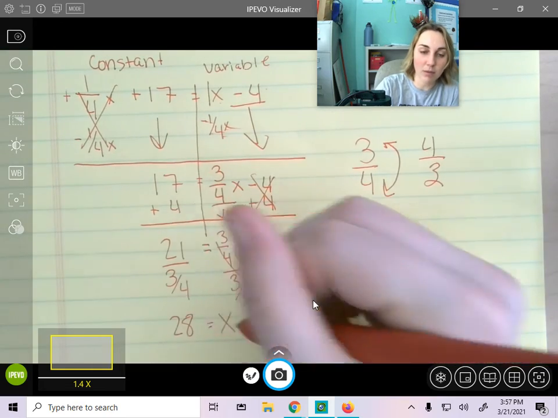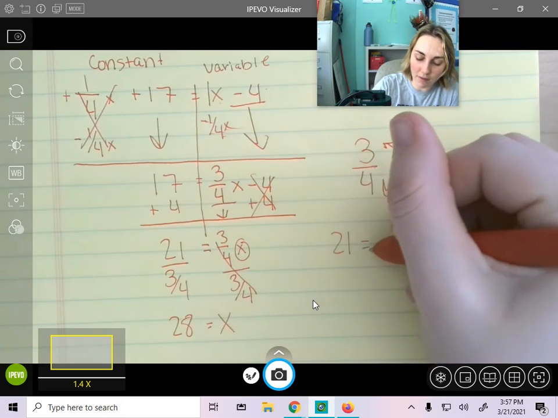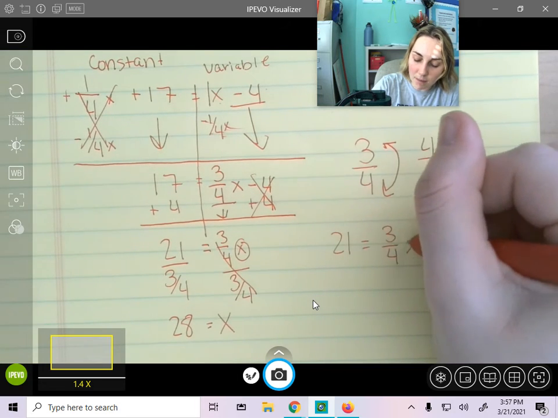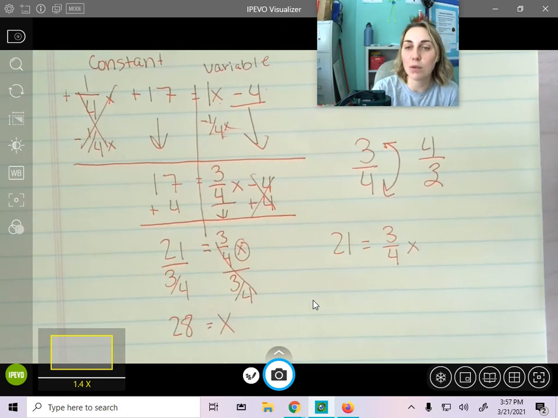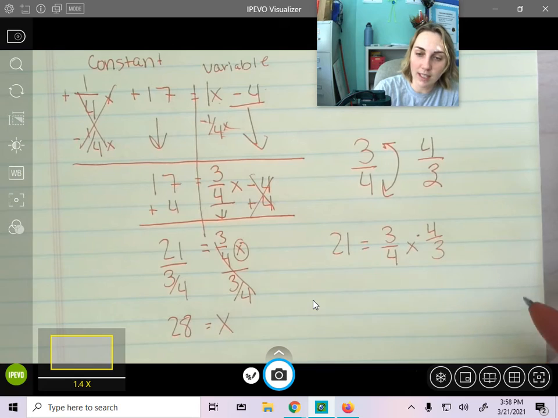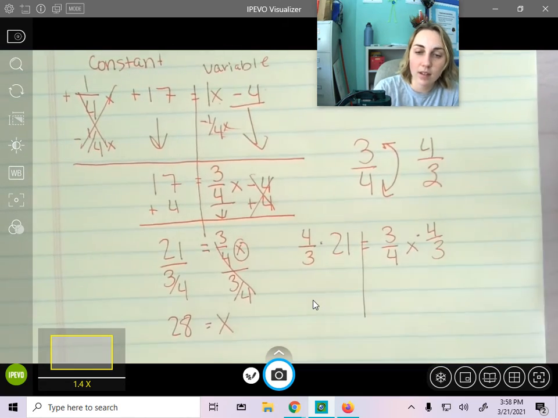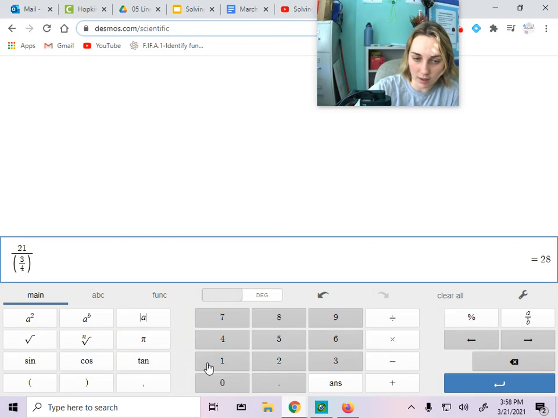These canceled out, leaving me with my variable x. You could have done it that way. Or again, if you have a fraction, you can multiply each side by the reciprocal, whatever's easiest for you. So again, the reciprocal of 3/4 is 4/3. If I do that on one side, I have to do it on the other side as well. So 4/3 times 21, same thing.